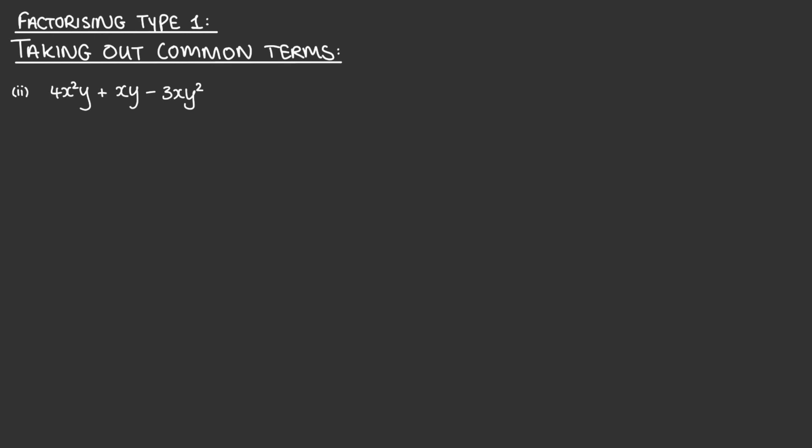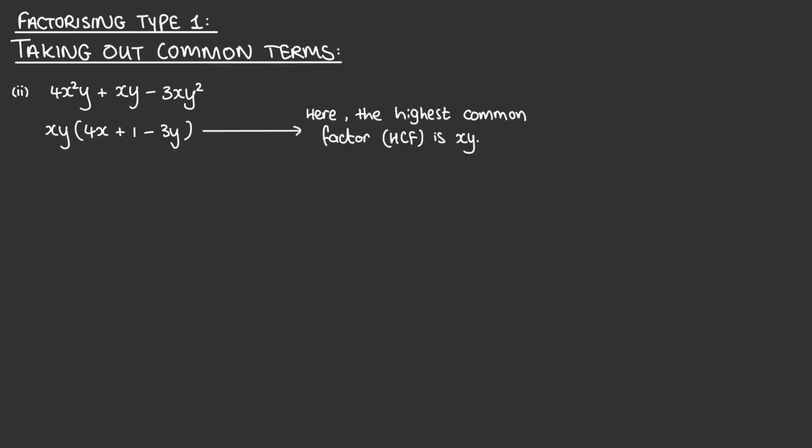Now in this example, we have 3 terms instead of 2. So to begin, we find the highest common factor between each term in the expression. In this case, the highest common factor between all 3 terms in the expression is xy, since xy is the highest factor which is common to all 3 terms within the expression. So using the rules of indices, which I mentioned in the previous video, we can divide each term by xy and then multiply the whole expression by xy.